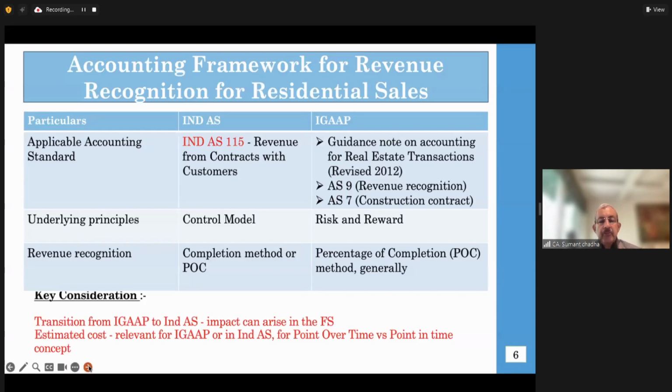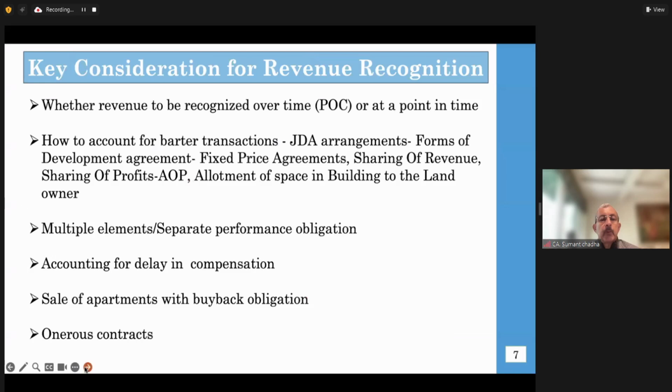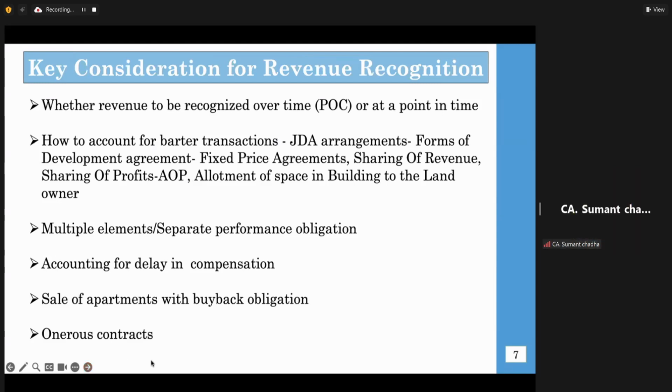Like I mentioned, the completion method, the percentage of completion method, we are looking into both of them, but the main thing is the control. Control has to be ceded, then only can we proceed, whether revenue is to be recognized over time or at a point in time. But for now, we'll park it here and move on to the other parts, which create more complexity.